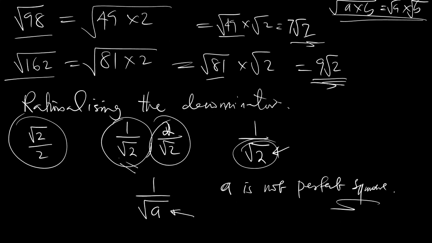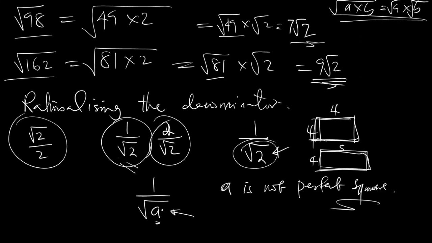When a number is a perfect square, it's just like 16. 16 means 4 times 4, so it is a perfect square. But if you say 20, you have 5 and 4, so this is not a perfect square. It is just like a rectangle. But 16 has a perfect square. So if a is not a perfect square, then the denominator is irrational.